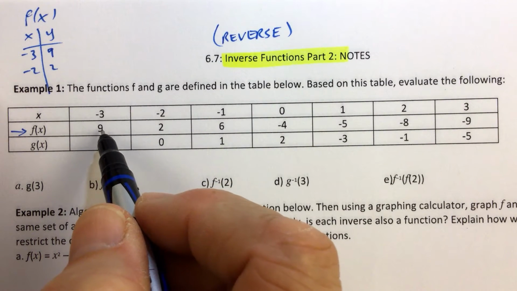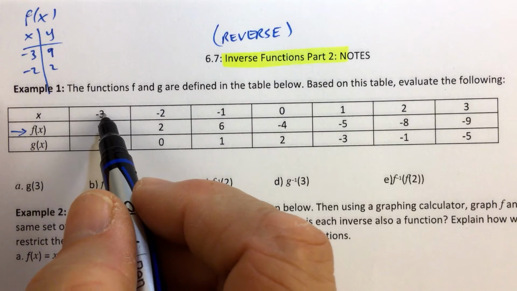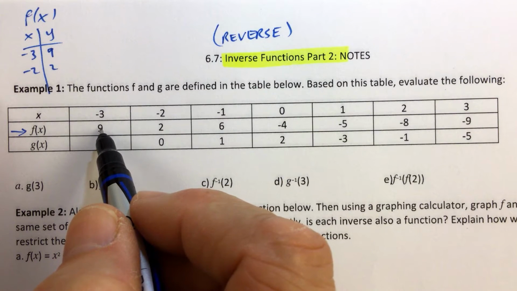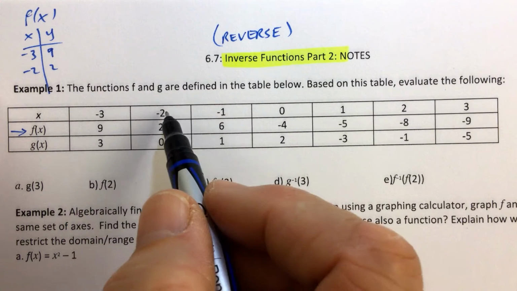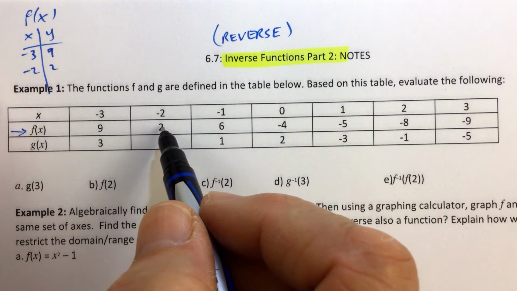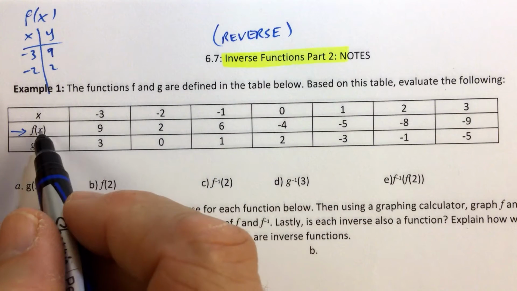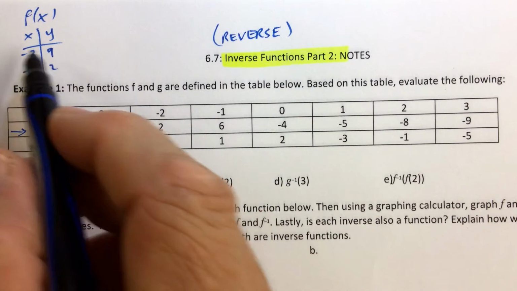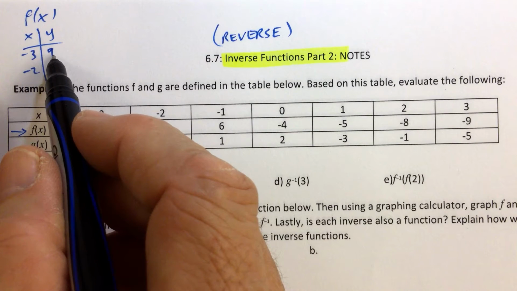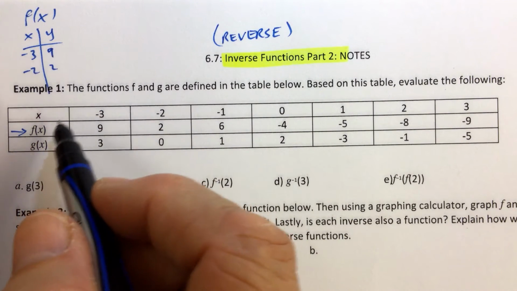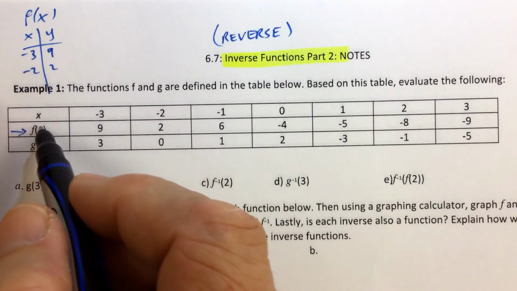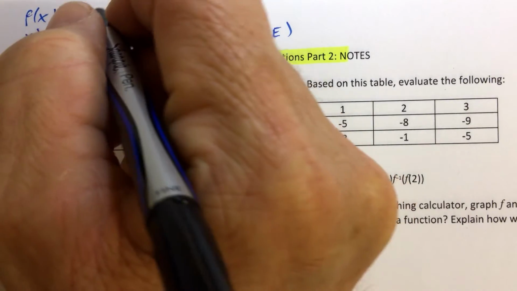So starting with f of x, if x happens to be -3, then f of x has a value of 9. So when x is -3, y is 9 on the graph of f of x. If x is -2, then y is equal to 2 on the graph of f of x. So the coordinates -3, 9 are the coordinates of one point on the graph of f of x, and -2, 2, another point on the graph of f of x.